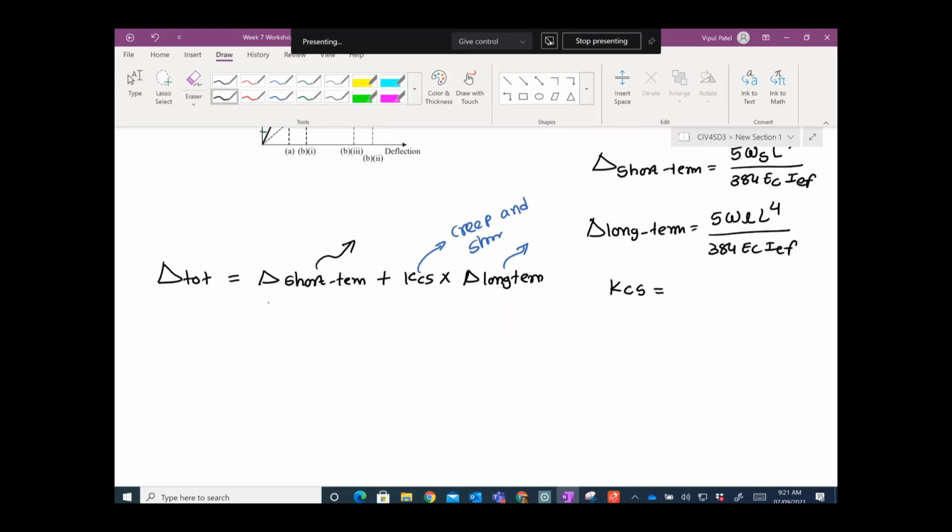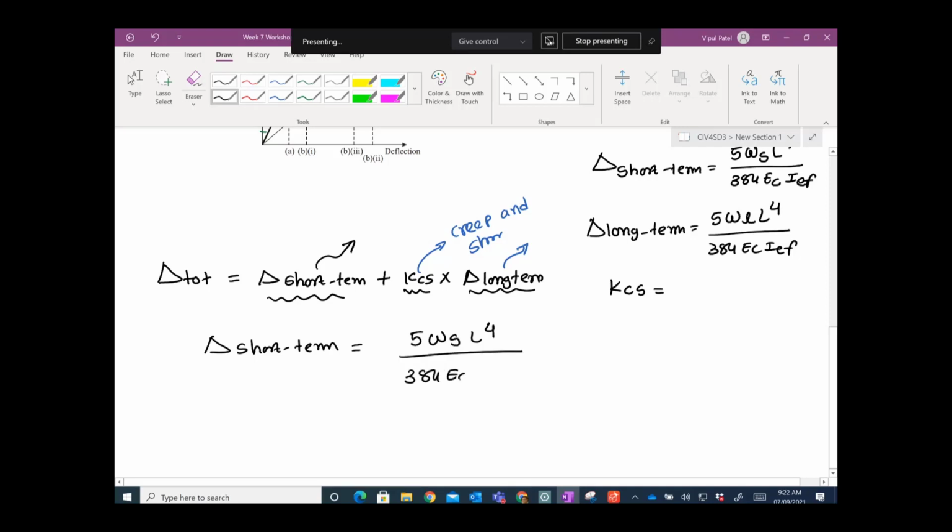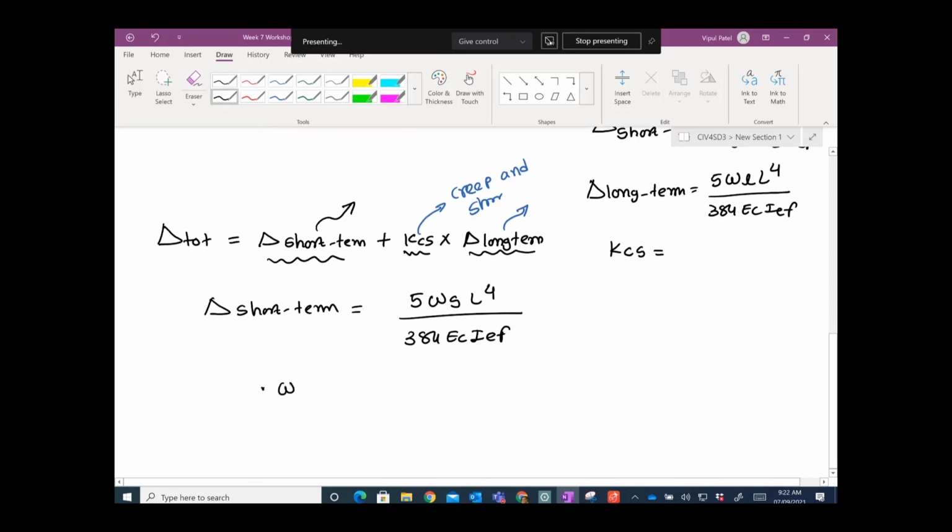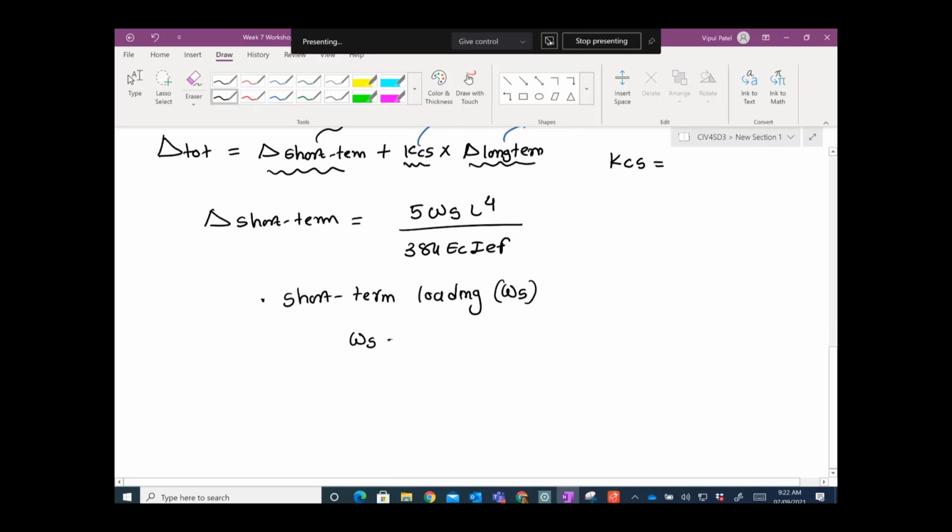So let's calculate the short term first, then we calculate this KCS, and then we calculate the long term. So delta short term equal to, we have 5 WS L to the power 4 over 384 EC I effective, right? So let's calculate one by one. The short term loading WS. So WS equal to, we have equations for that WS.